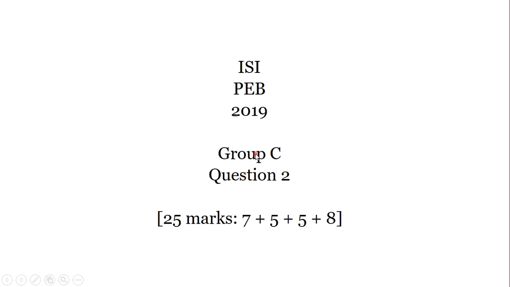Hi, so today we are going to do ISI problem 2 of year 2019. The question has four subparts A, B, C, D. The distribution you can see here: 7, 5, 5, 8. Now what's the question?